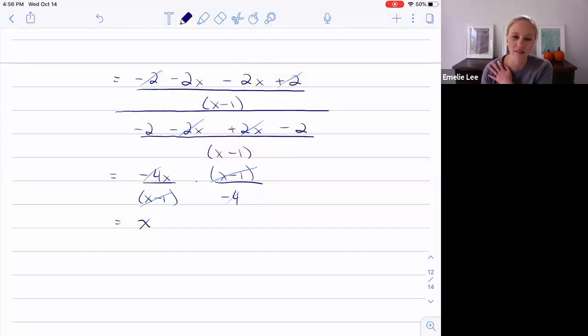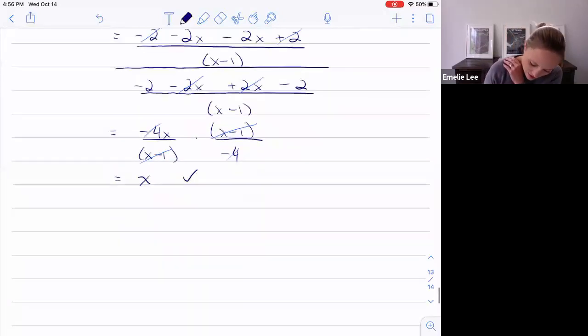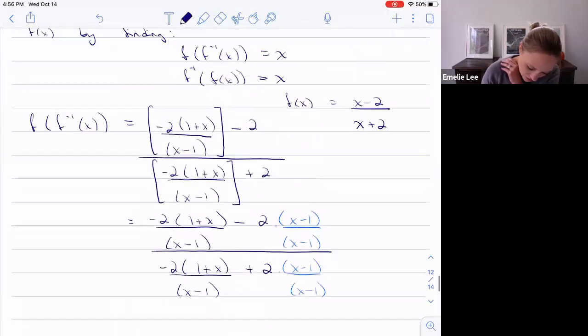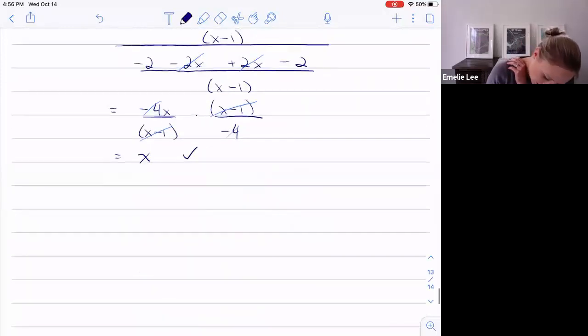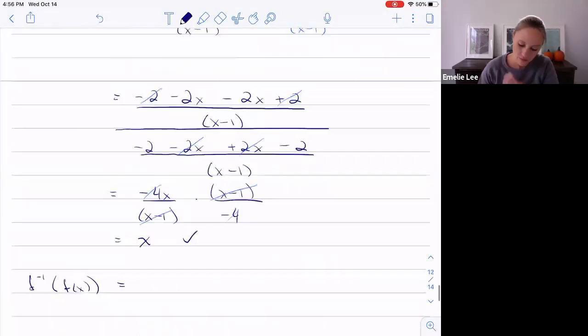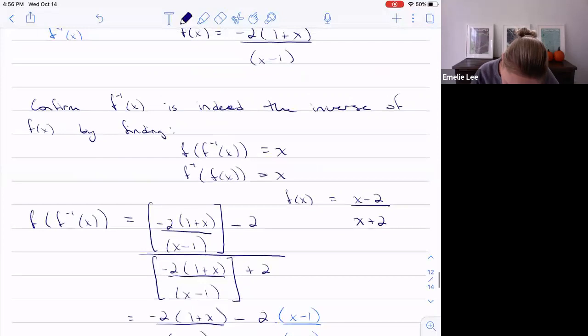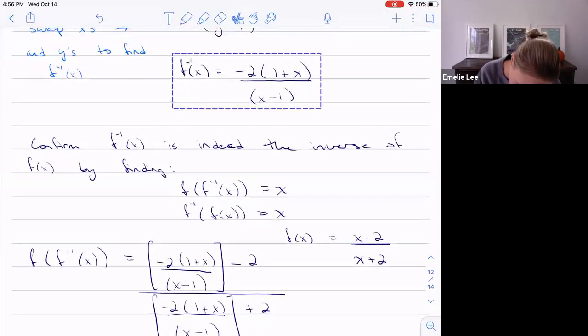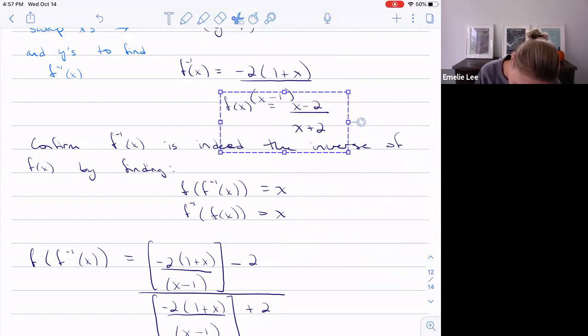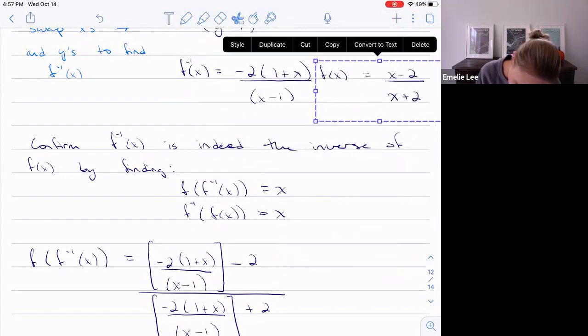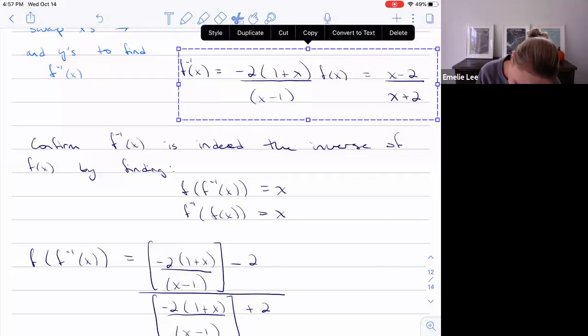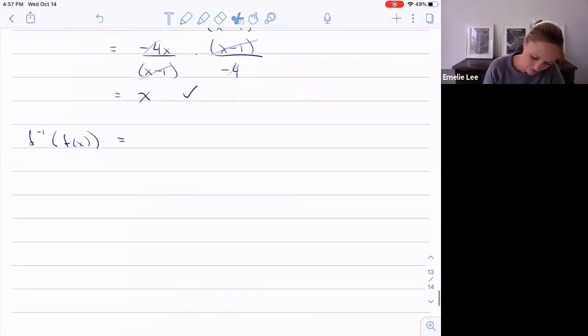Phew. Okay, so that checks out. So now we need to show this was a function composed with the inverse. So now we need the inverse composed with the function. And I'm going to copy these again here.